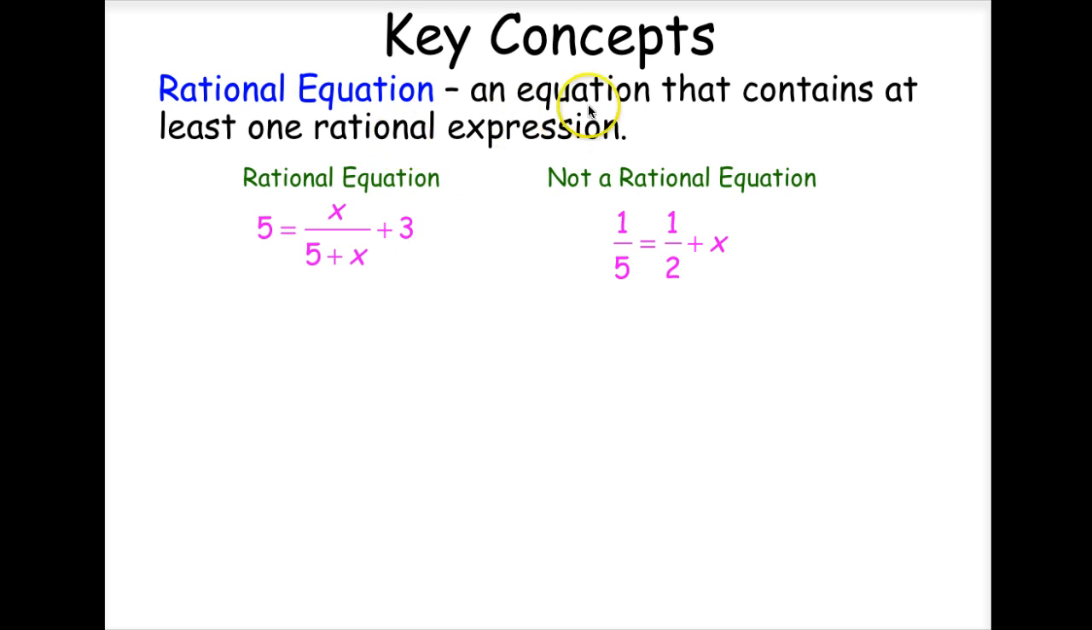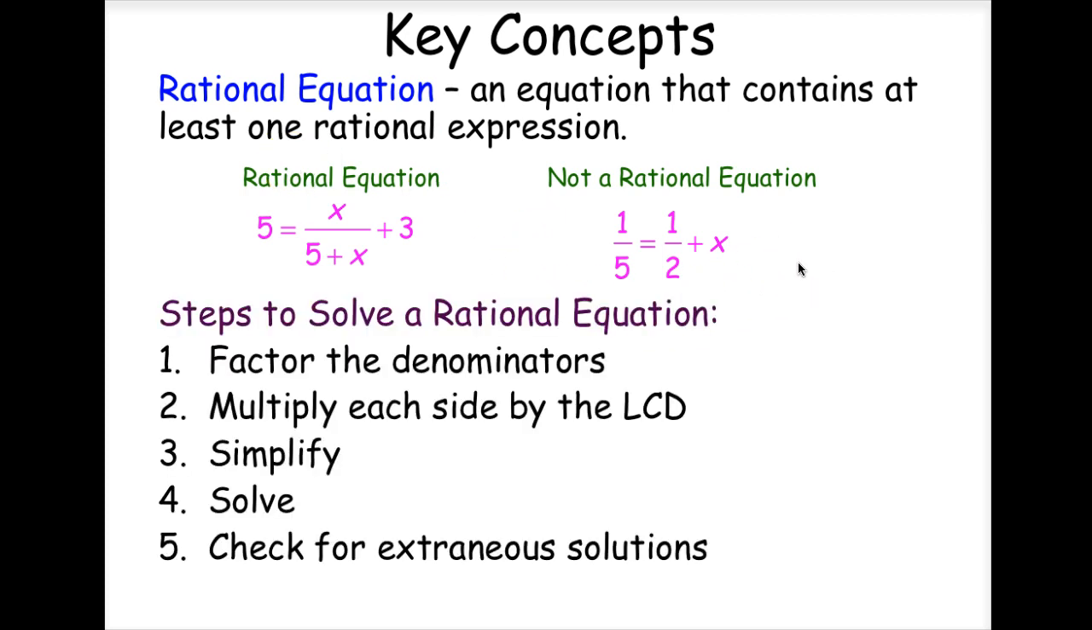A rational equation is an equation that contains at least one rational expression. This is an example of a rational equation, and this is a counterexample. Steps to solve a rational equation. First of all, you factor the denominators. You multiply each side by the least common denominator. You simplify, solve it, then you need to check for extraneous solutions.